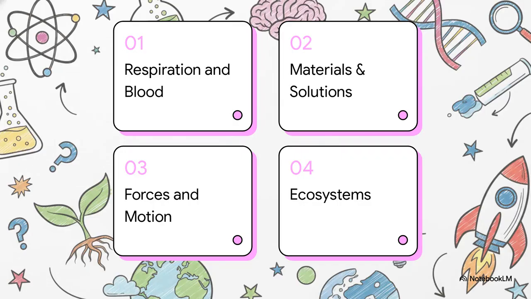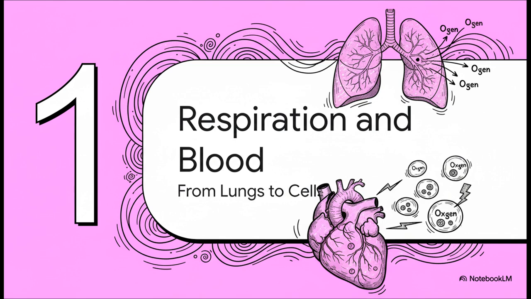Okay, so here's our game plan. We're going to move fast through these 4 core topics. We'll start with the biology of respiration and blood. Then we'll jump into the chemistry of materials and solutions. After that, we'll get into the physics of forces and motion. And we'll wrap it all up with the big picture, ecosystems and interactions. Let's do this. First up, biology.